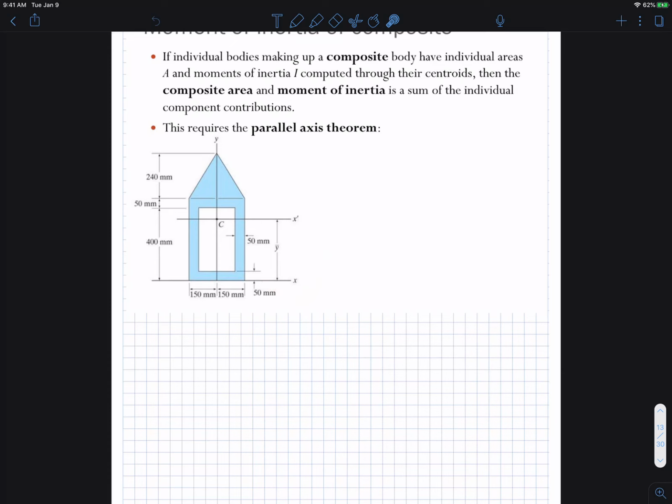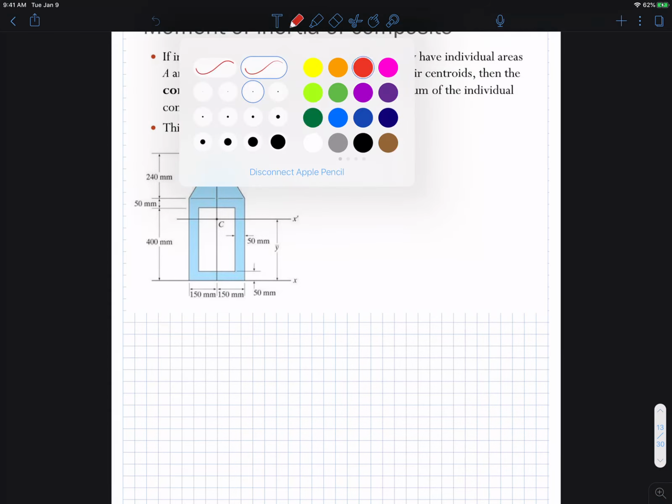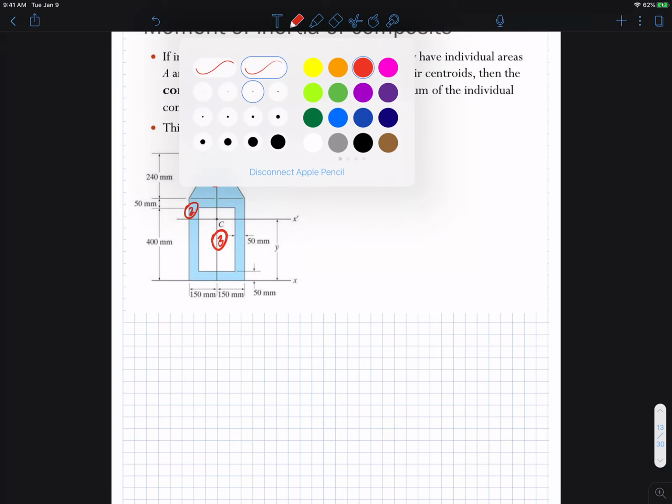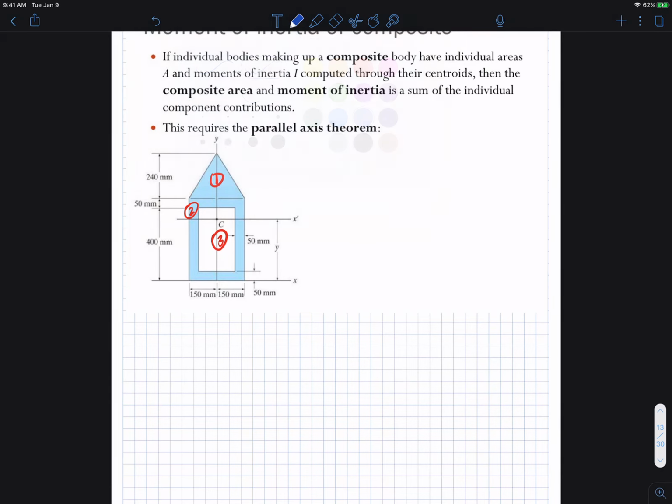So similarly for the moment of inertia, we will also use the parallel axis theorem and the same idea of the composite areas in the sense that we can subtract them from each other, right? So we'll take the triangle as area 1, the rectangle on the outside is area 2, and the rectangle on the inside is area 3. And so if we're asked to calculate the moment of inertia with respect to the x-axis, notice that the x-axis is way down here at the bottom.